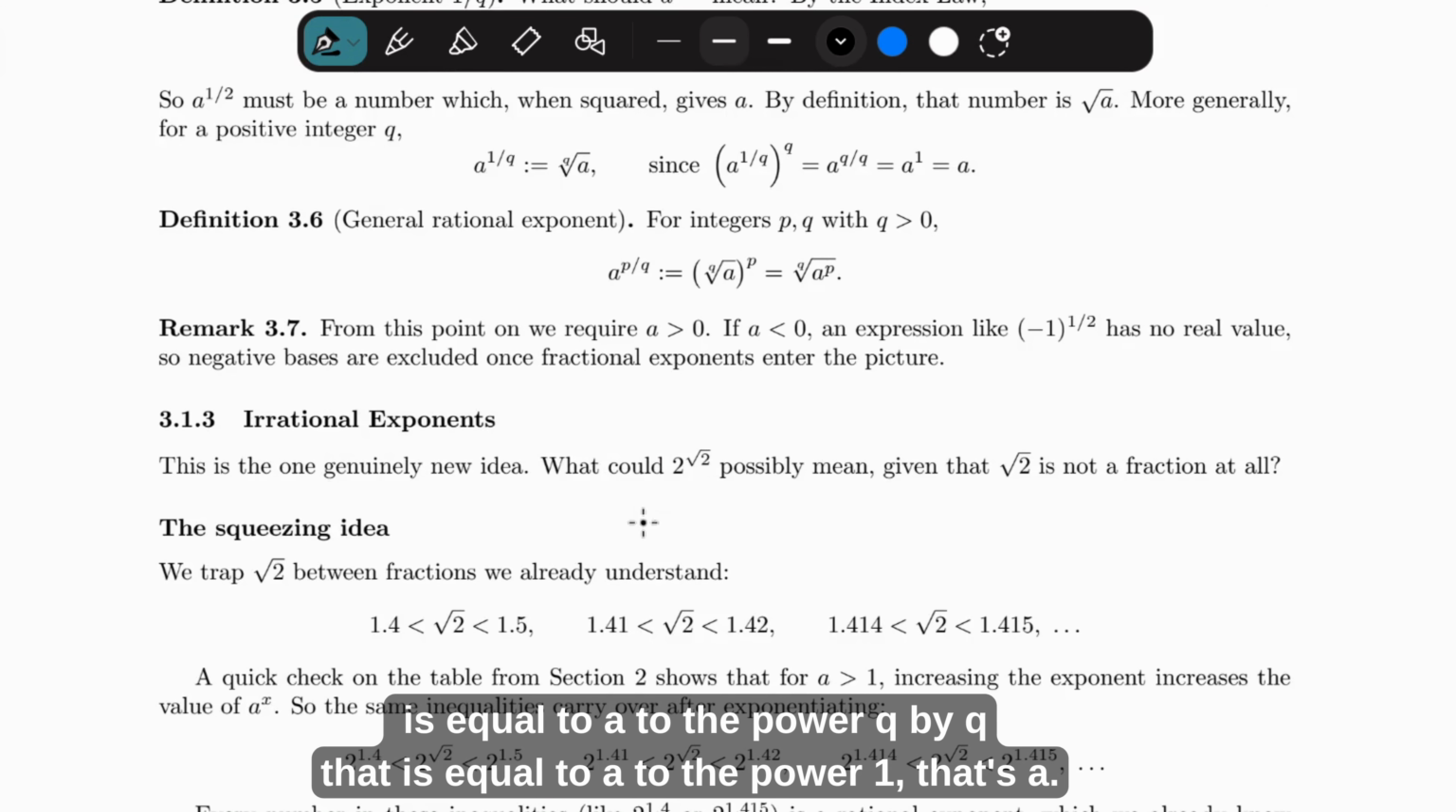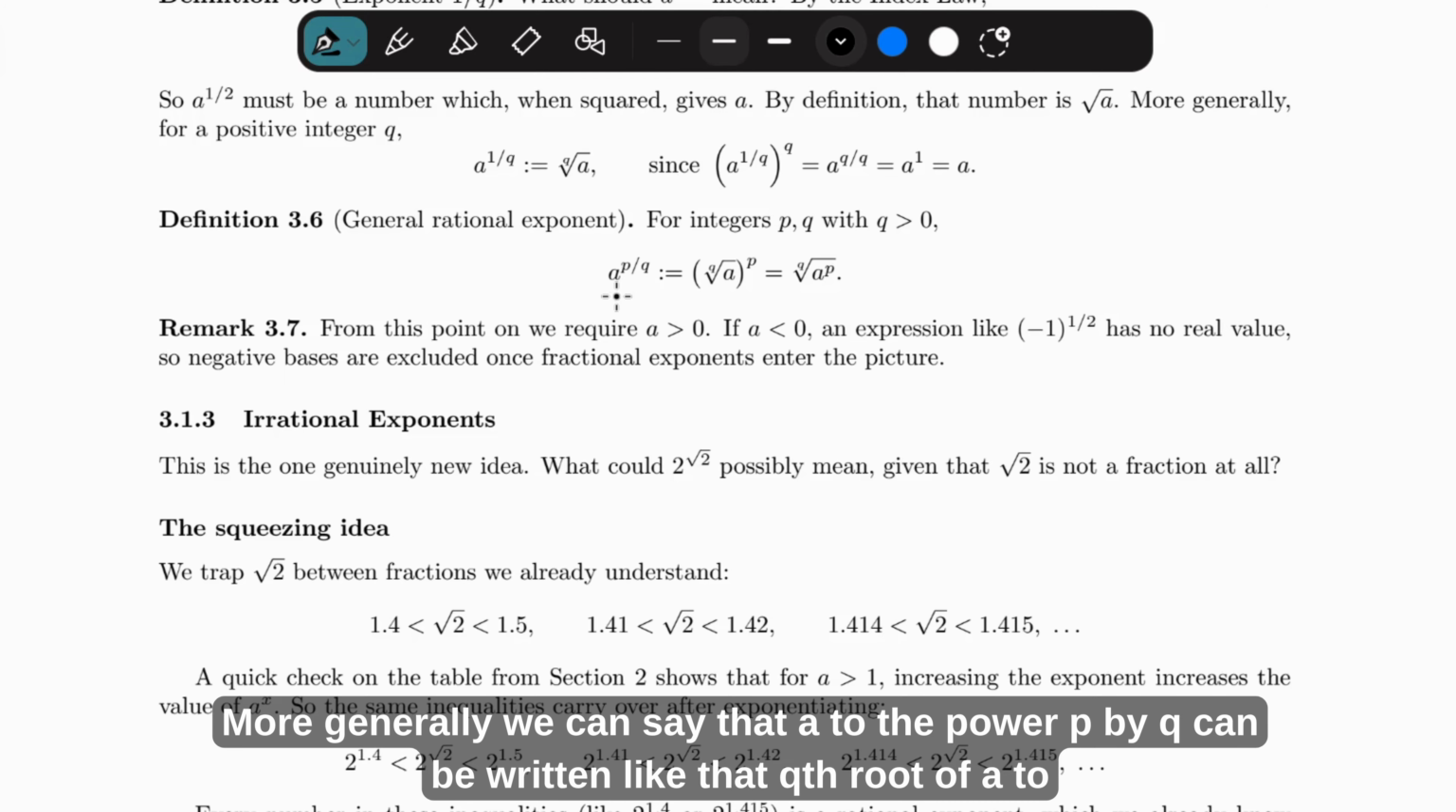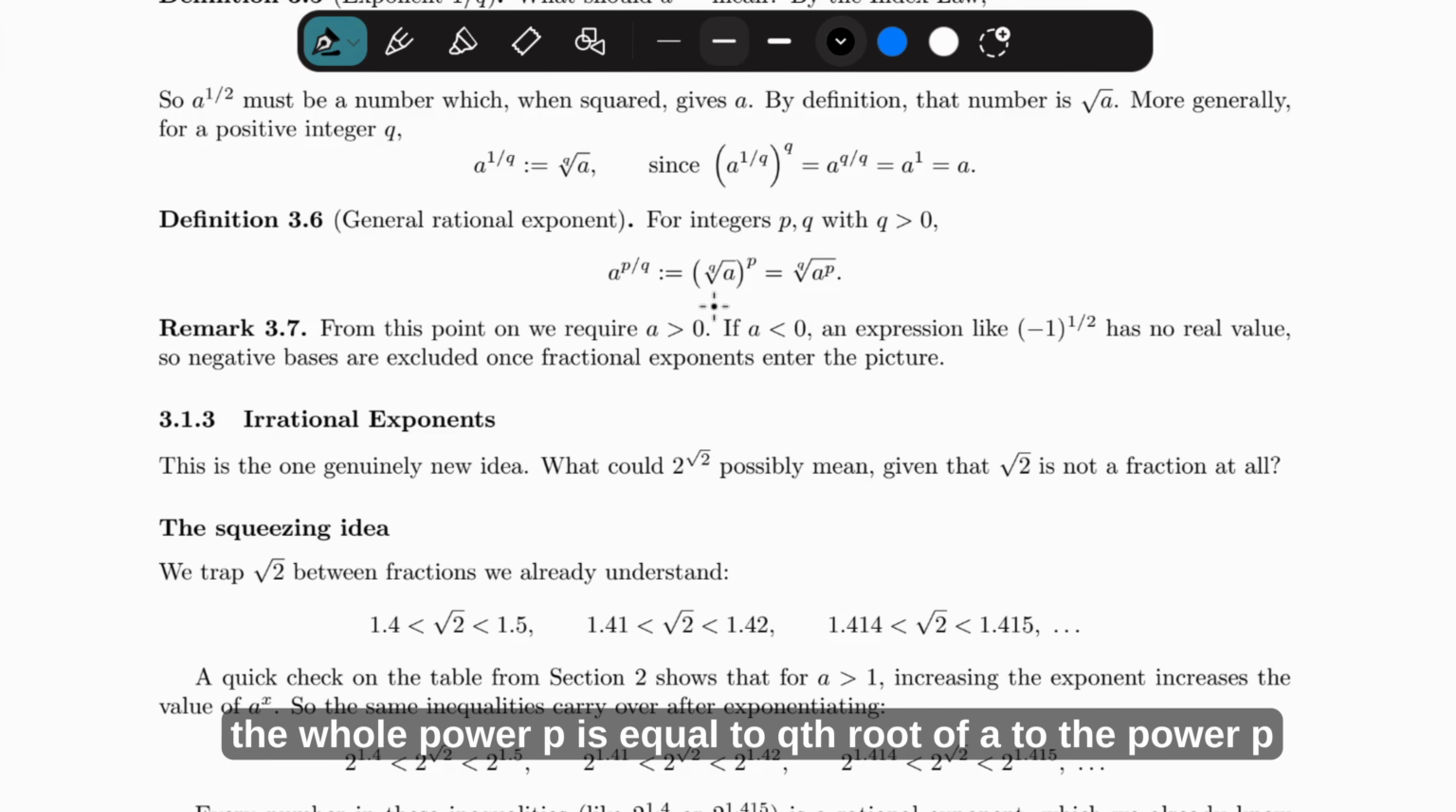So we have generalized our definition of exponents up to rationals. More generally, we can say that a to the power p by q can be defined as the qth root of a, to the whole power p, which is equal to the qth root of a to the power p.